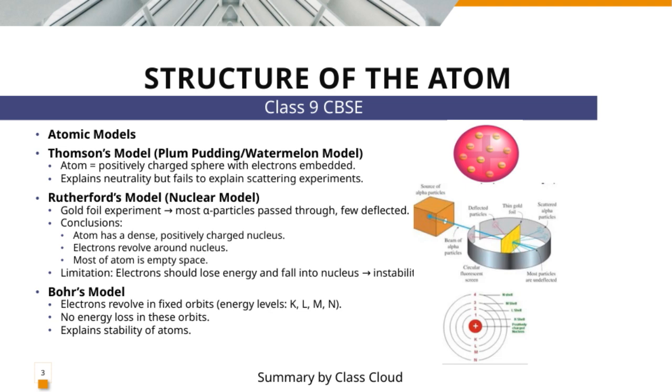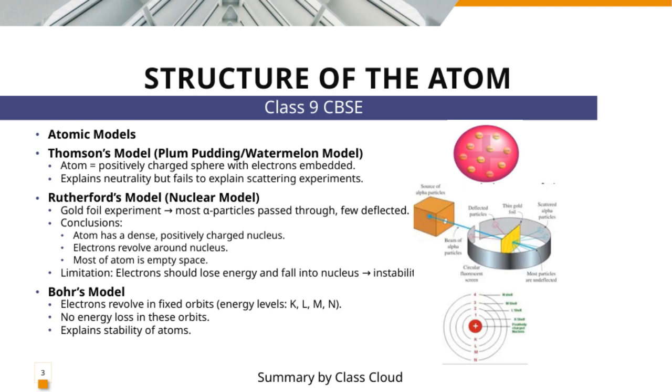Next, we have Rutherford's model, which came from his famous gold foil experiment. Most alpha particles passed straight through the foil, but a few were deflected at sharp angles. From this, Rutherford concluded that the atom has a dense, positively charged nucleus at its center. Electrons orbit around this nucleus, and most of the atom is actually empty space. However, there's a problem here. Classical physics suggests that electrons revolving around the nucleus should lose energy and eventually spiral inwards, making the atom unstable. So, while Rutherford's model was a huge leap forward, it still had some limitations.